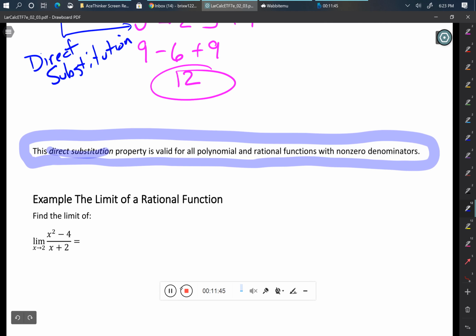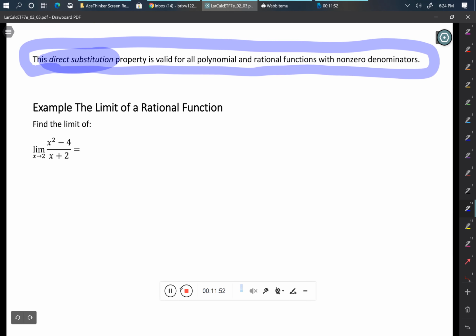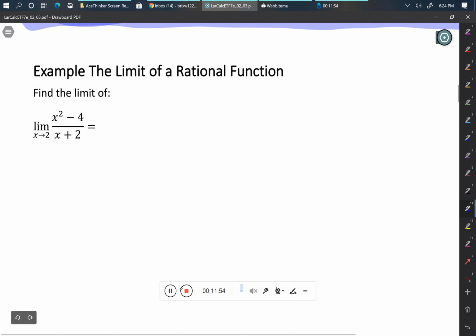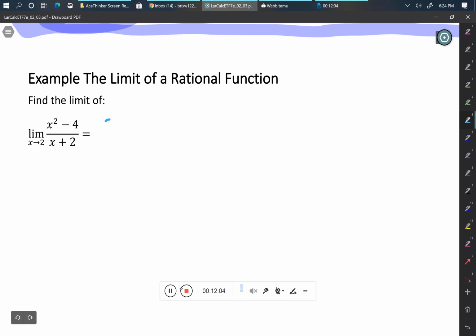We're going to use direct substitution all the time until it stops working. Okay? For example, here I have a limit of a rational function. I'm just going to use direct substitution and hope that it works. If it doesn't work, then I'll fall back on trying other things. But for right now, I'm going to see if it works. Direct substitution is going to turn this into 2 squared minus 4 divided by 2 plus 2. 2 squared minus 4 is 0 divided by 4, and 0 divided by 4 is 0.